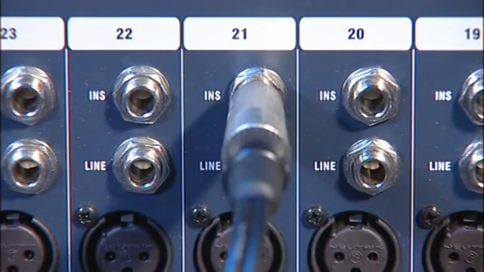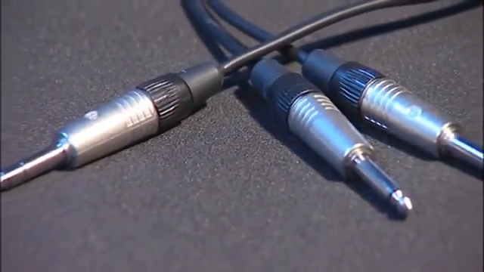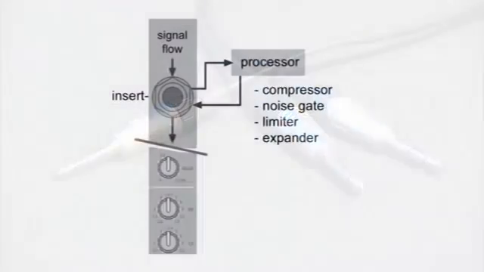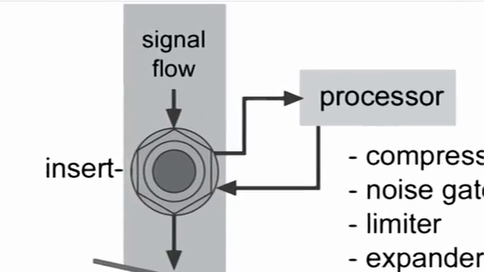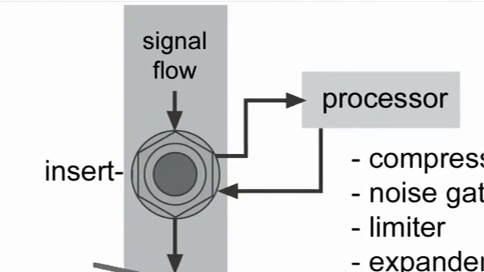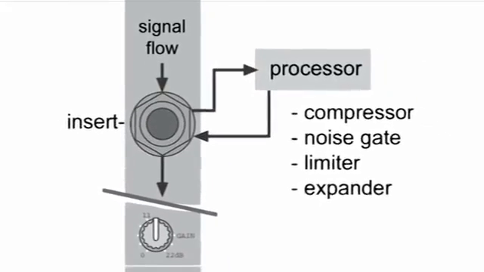The insert point is for connecting signal processors like compressors and limiters. Although there's often only a single socket in the channel strip, the insert point is both an input and an output, and you need a special cable to connect to it. The important thing to understand here is that all the signal comes out of the insert point and passes through the external device and then comes back into the channel. It's as if the external processor was part of the channel strip.